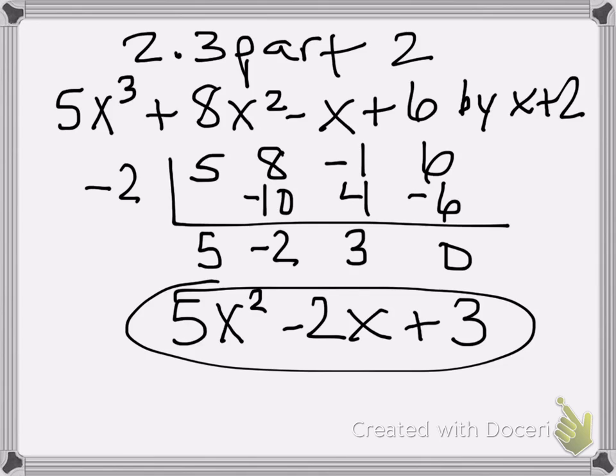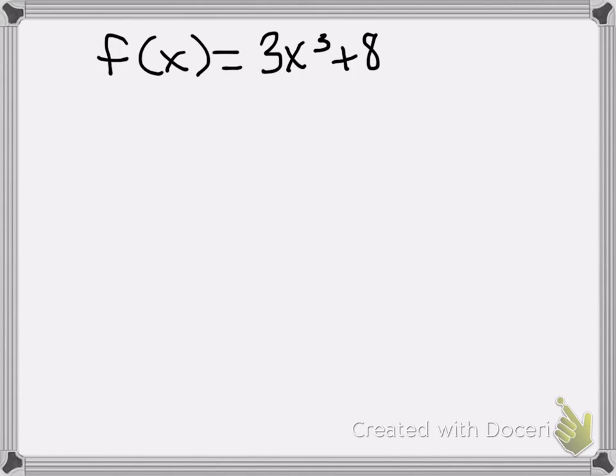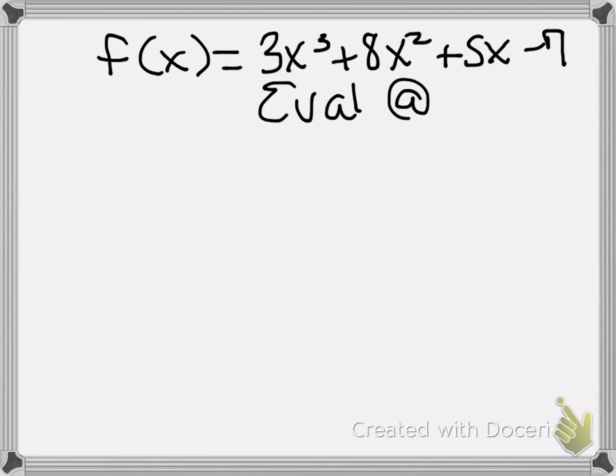The remainder theorem is really a neat thing that enables you to evaluate a big, long polynomial kind of quickly. Okay, so we're going to take this polynomial right here, 3x cubed plus 8x squared plus 5x minus 7. And I want you to evaluate this at x equals -2. Okay, so notice that's already a 0. You're not going to have to change anything.